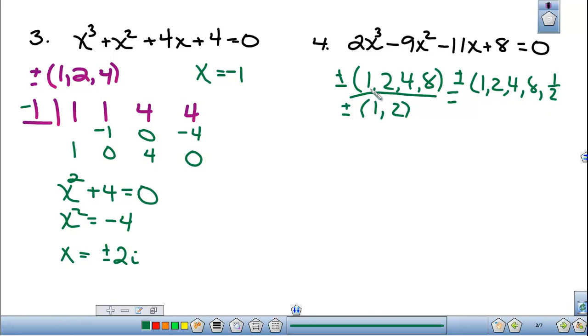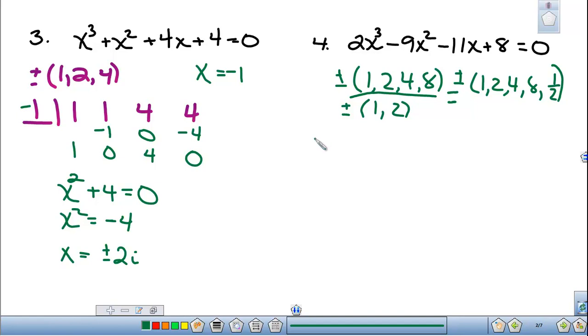And let's see if I can form any other fractions. 1 over 2, 2 over 2 is 1, I already have it. 4 over 2 is 2, I already have it. 8 over 2, I already have it. So really the only additional possible 0 is 1/2.